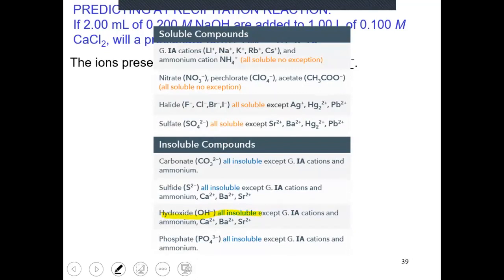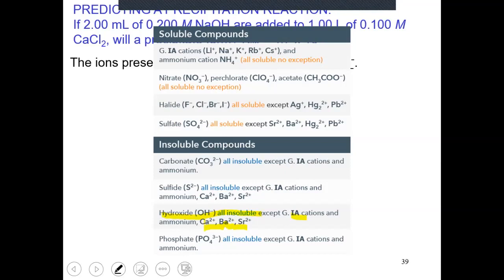What are the exceptions? 1A cations, ammonium, calcium, barium, strontium. Those guys over there in the bottom, those are slightly soluble. So in other words, if the cation is group 1A, it's an exception. So that would be sodium hydroxide. That wouldn't work out. So let's try out calcium hydroxide here.